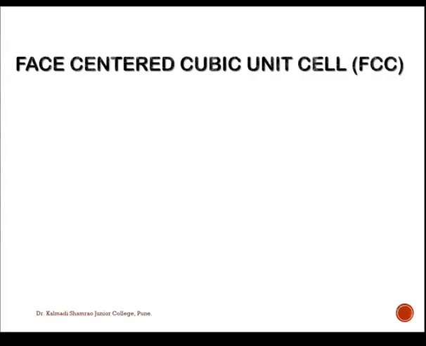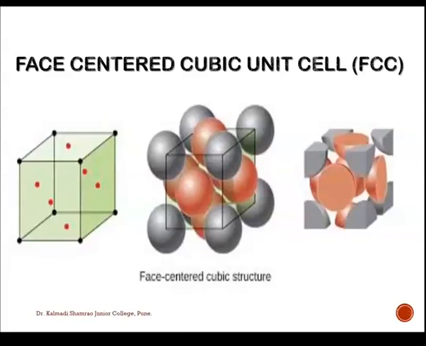Face-centered cubic unit cell, FCC structure. You can see in the first figure there are 8 black color particles at the vertex of the cube and there are 6 orange color particles, one each at the 6 faces. Thus there are 8 plus 6, 14 particles in a face-centered cubic unit cell.